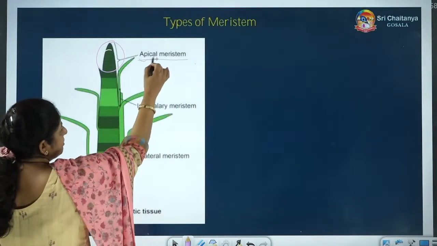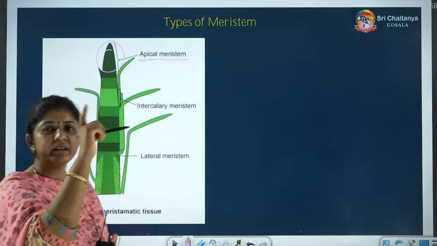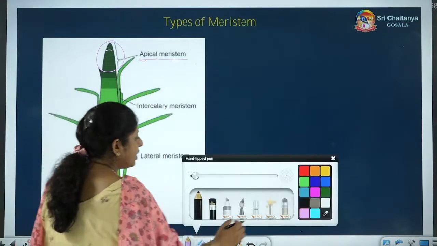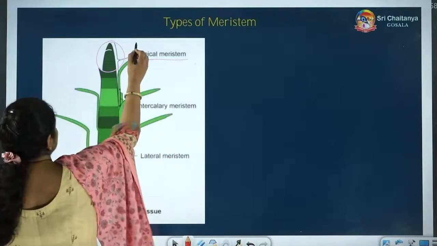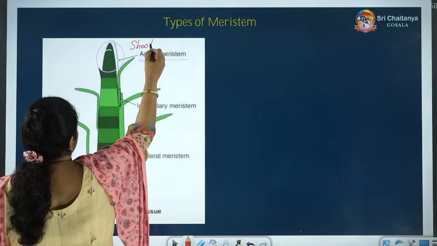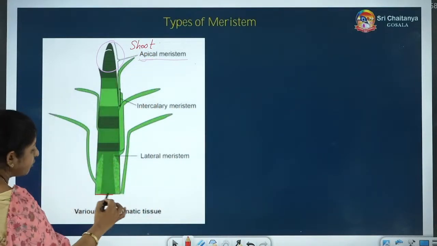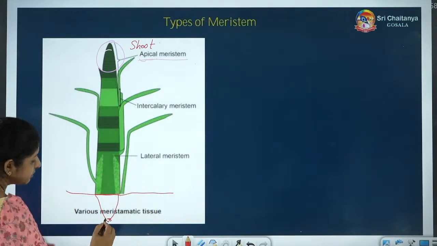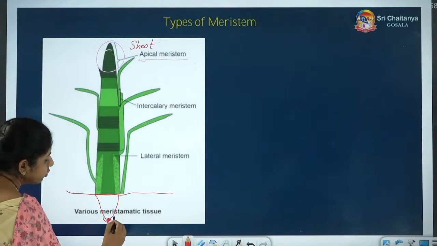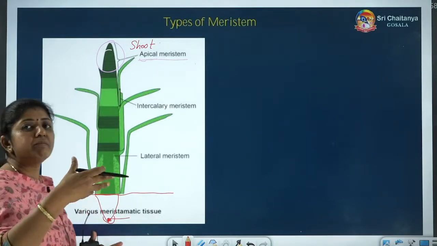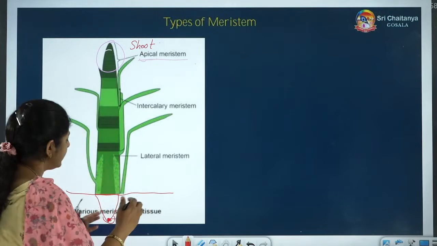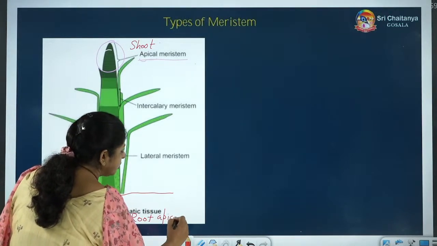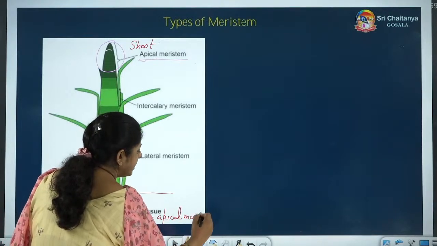The word apical means on the top, at the tip. If it is present at the tip of the stem, then you call it a shoot apical meristem, right? Or at the base, the root. Suppose this is the ground and below is the root. On that day we discussed the root cap is covering the region of meristematic activity. So they are having the root apical meristem.